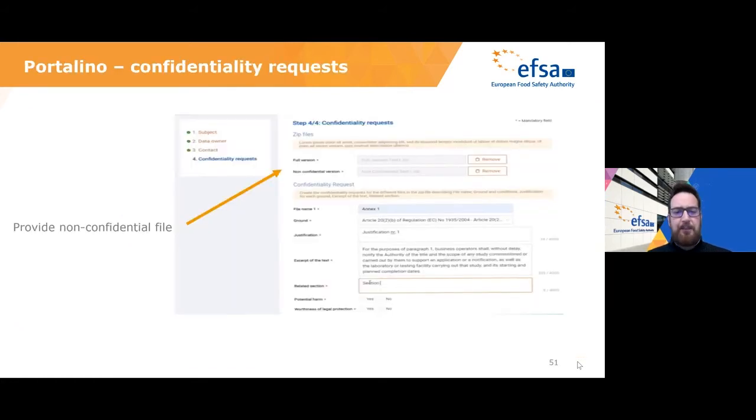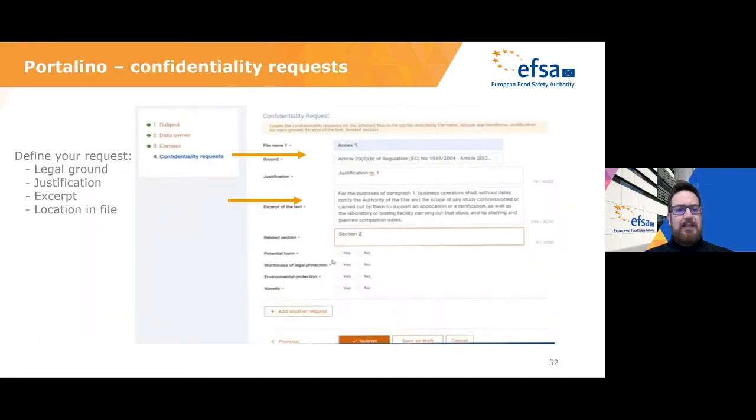Next slide, please. As explained already, 2 versions of the documents must be provided in the zipped folders, a full version, which is the confidential version with earmarking, and the non-confidential version, which is the public version with blackening. Then it is the legal ground, which can be selected from a drop-down list, followed by the justification. The fields excerpt of the text and related section allow for the proper identification of the location of the information items that are claimed as confidential. Next slide, please.